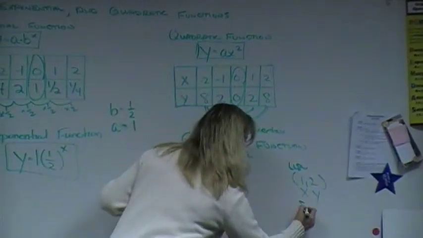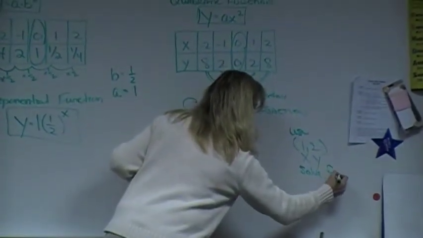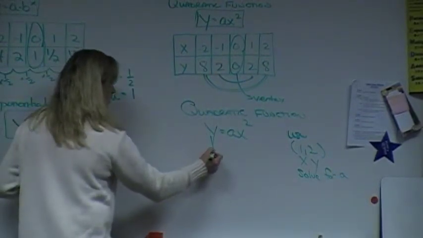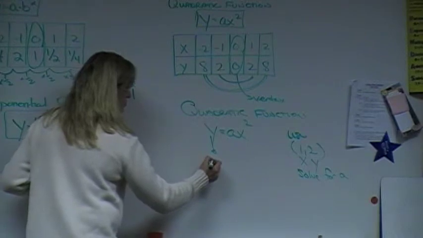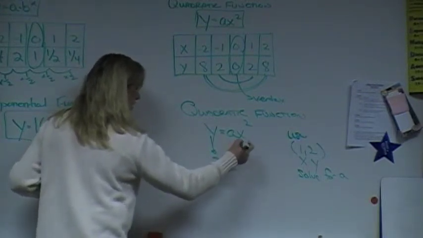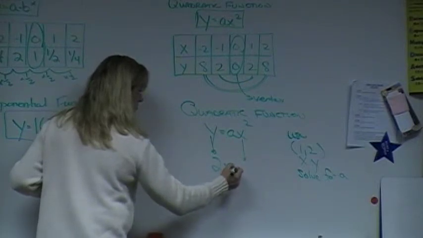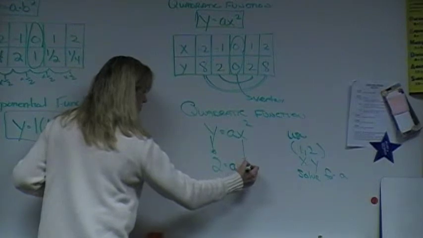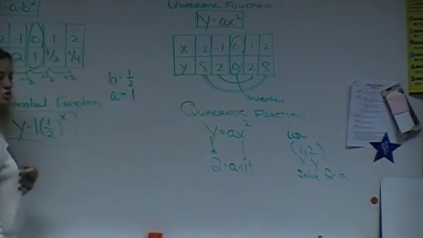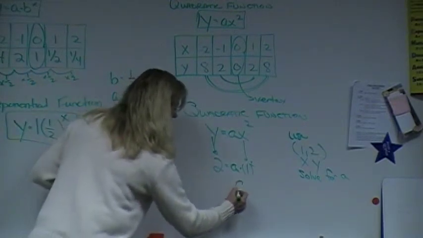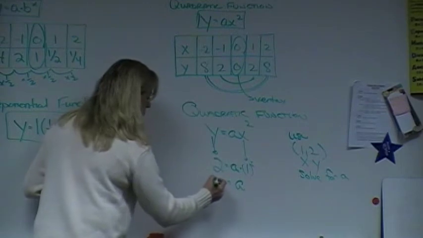We're going to solve for a. Watch. So what's my y going to be, guys? 2 equals a times, what's my x? 1. 1 squared, right? What's 1 squared? 1. What's 1 times a? So do I already know what a is? A equals what, class?